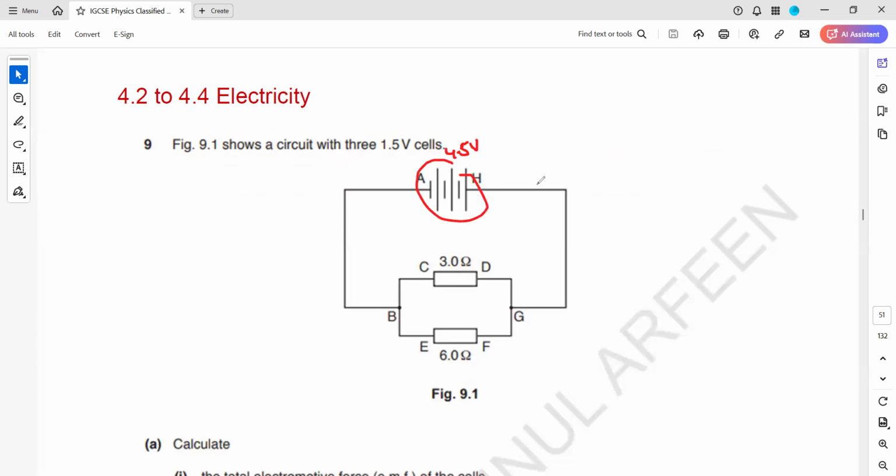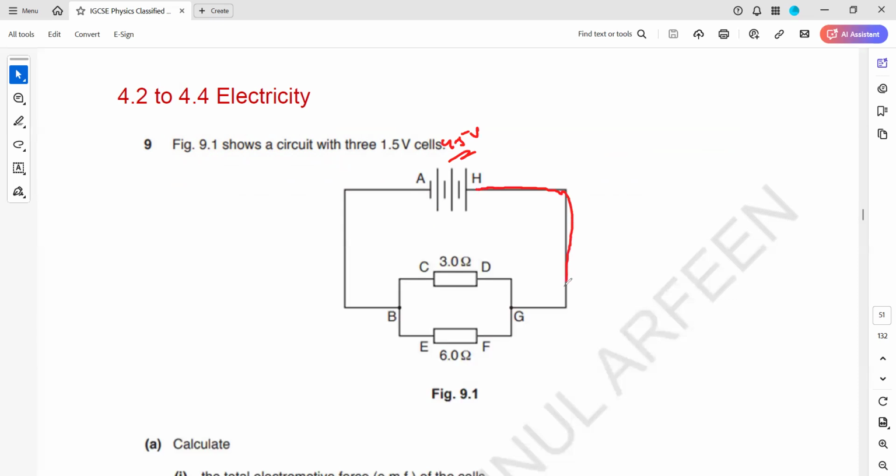For an individual cell it's 1.5, but the total is 4.5: 1.5 plus 1.5 plus 1.5. So the total is 4.5 volts. Now the charges start to move.